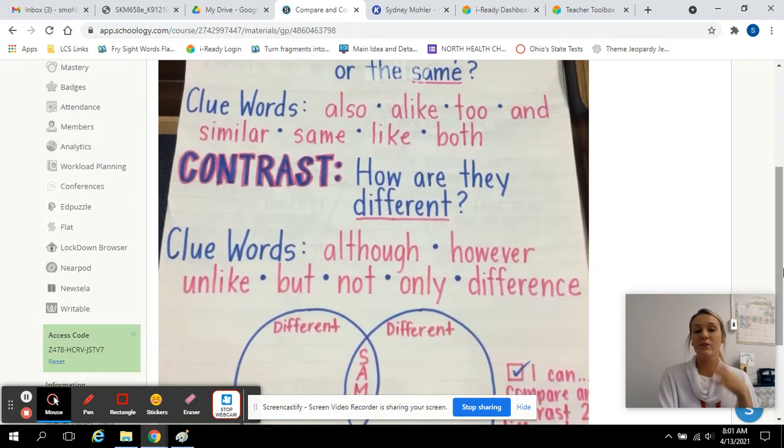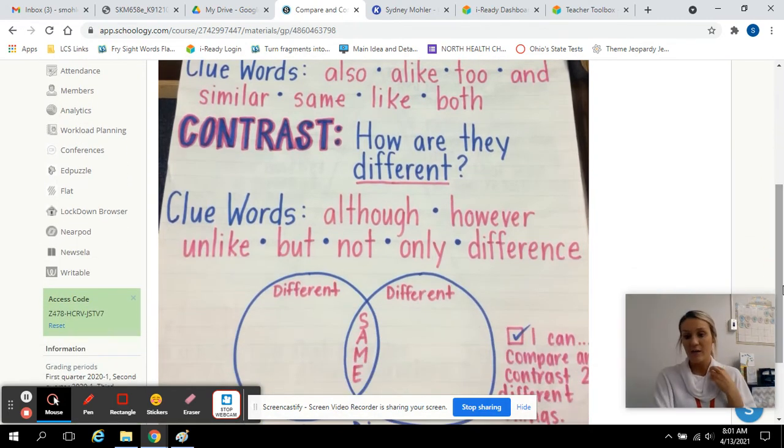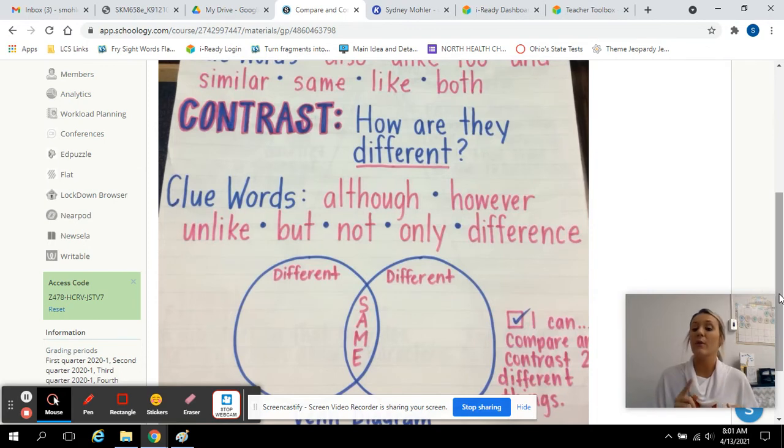And then when we contrast, we're telling how they're different. So how are they not like each other? What things are different within these two texts? Some of the clue words include although, however, unlike, but, not, only, and difference.